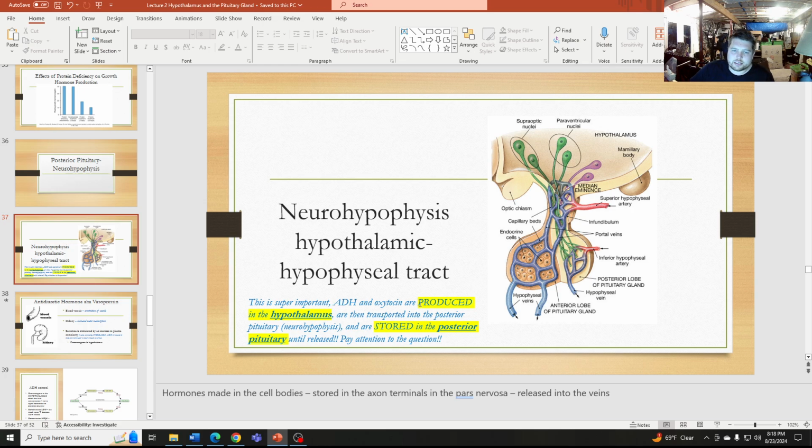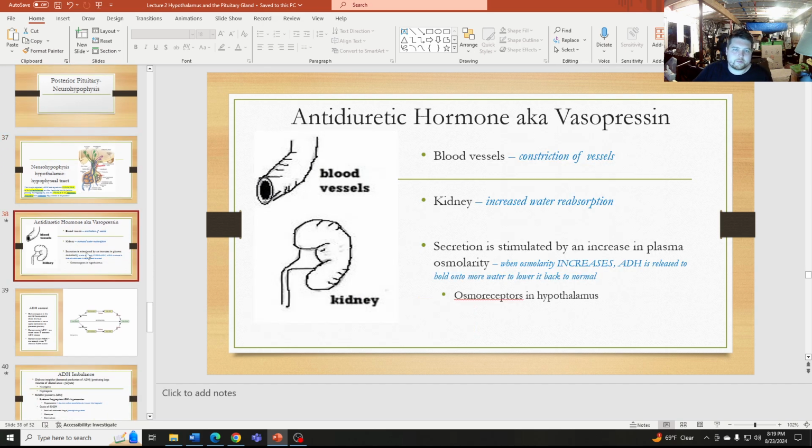So ADH and oxytocin are made in the hypothalamus, and then they are transported into the posterior pituitary, and then are stored in the posterior pituitary. So be careful when you're answering questions. Make sure you watch and say, is it asking where these are produced, or is it asking where they are stored or released from? They are stored and released from the posterior pituitary, but they are produced in the hypothalamus.